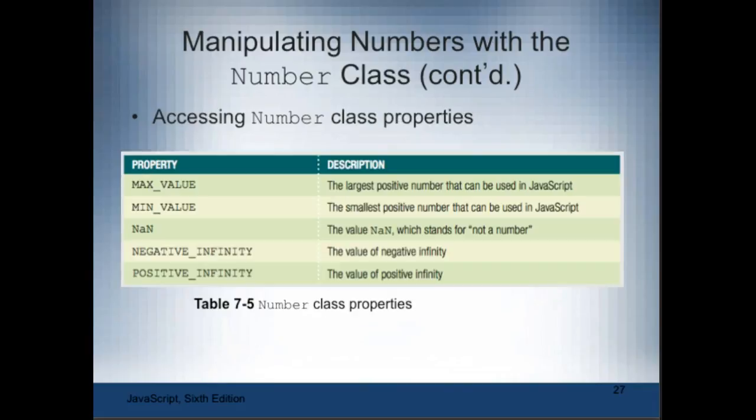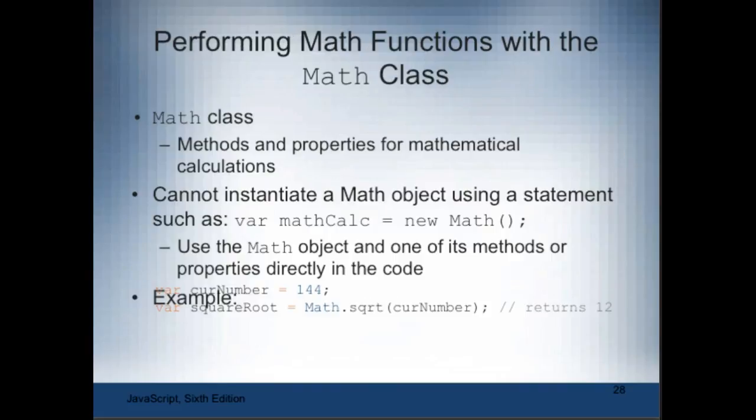Table 7.5 shows properties of the Number class. The MAX_VALUE property refers to the largest positive number that can be used in JavaScript, and the MIN_VALUE property, the smallest positive number that can be used in JavaScript. The NaN property, which stands for not a number, represents any value that's not a number. And NEGATIVE_INFINITY represents the value of negative infinity, and POSITIVE_INFINITY represents the value of positive infinity. Note that there's little reason for us to use those properties. However, we listed them for the sake of completeness.